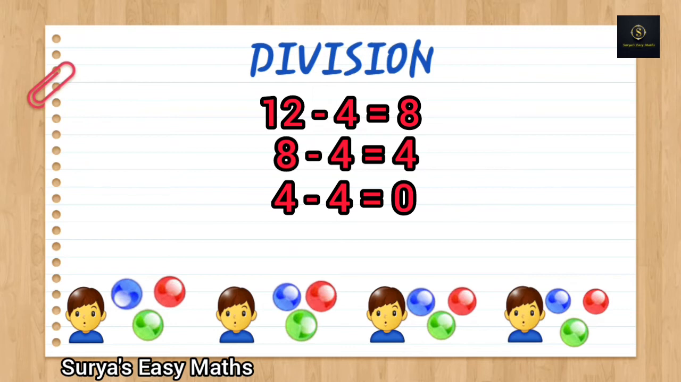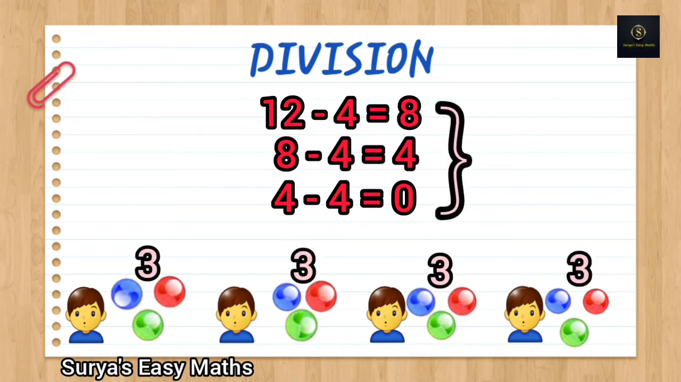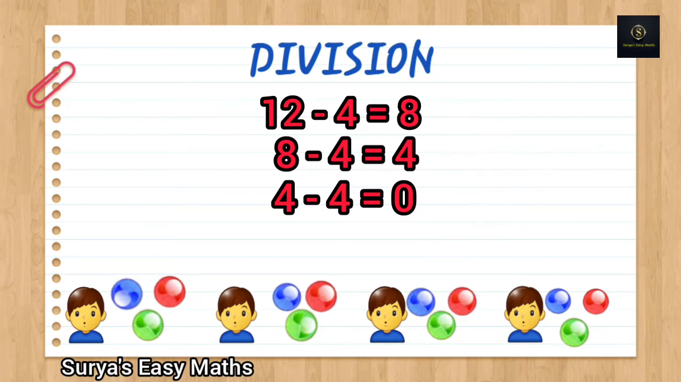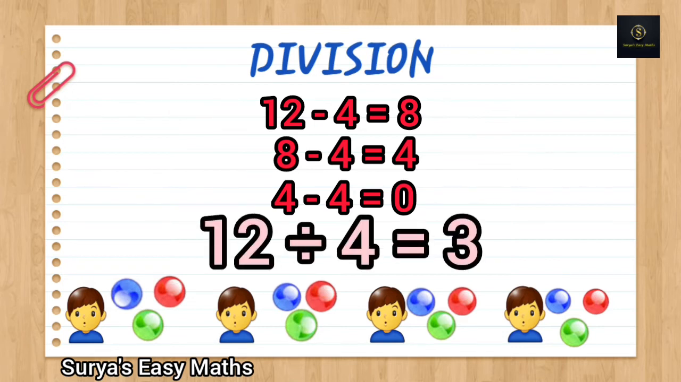So, 12 marbles have been divided among 4 boys. Each boy got 3 marbles. Here, 4 is subtracted 3 times from 12 to get the 0. We can write it as 12 divided by 4 is equal to 3. Thus, division can also be done by repeated subtraction.